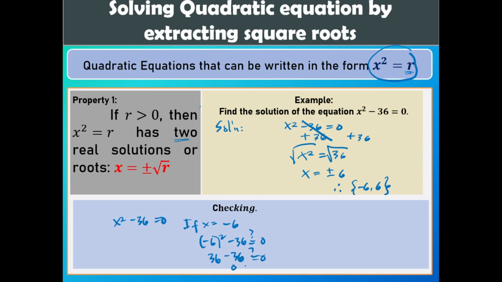Then, 36 minus 0 is equal to 0. Ibig sabihin, yung negative 6 na answer natin is tama. Tama to. So, what if naman pag positive 6?